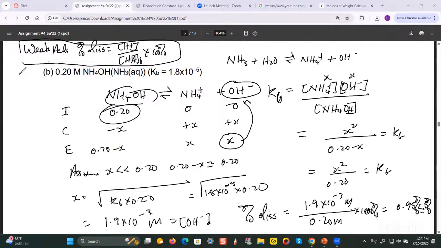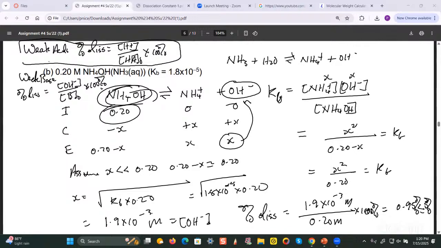For weak bases, let me see if I can squeeze this here. For weak bases, the percent dissociation will be equal to the concentration of OH minus divided by the concentration initially of the base. So in this particular case, the base was the ammonium hydroxide, times 100%. All right? So those are the separate formulas for calculating the percent dissociation of weak acids and weak bases.